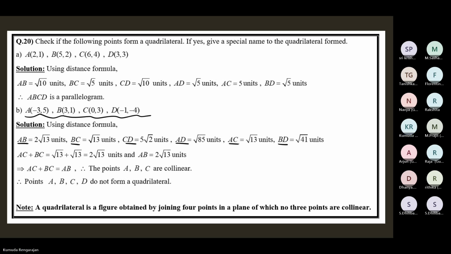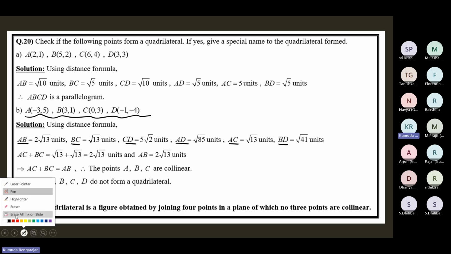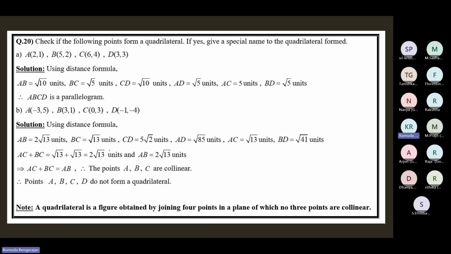After finding these 6 line segments, we notice that the sum of 2 of these line segments is equal to the third one. That is helpful for us, because that means 3 points are collinear. And we know that if a quadrilateral has to be formed, it's not enough if there are 4 points. Of the 4 points, no 3 points must be collinear. If 3 points are collinear, then no quadrilateral is formed.